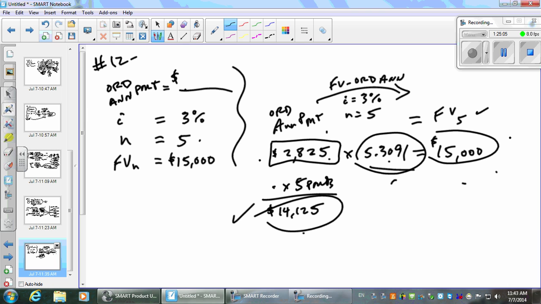Typically I don't ask for how much you're investing in total, but I could. Can you say that again, how you did it? It's just taking 5 payments times the payment. Okay, so that's all it is. What's an ordinary annuity payment? I'm putting money in. If I'm calculating the future value, I'm putting the money in. If I'm calculating the present value, I'm probably taking the money out. Make sense?